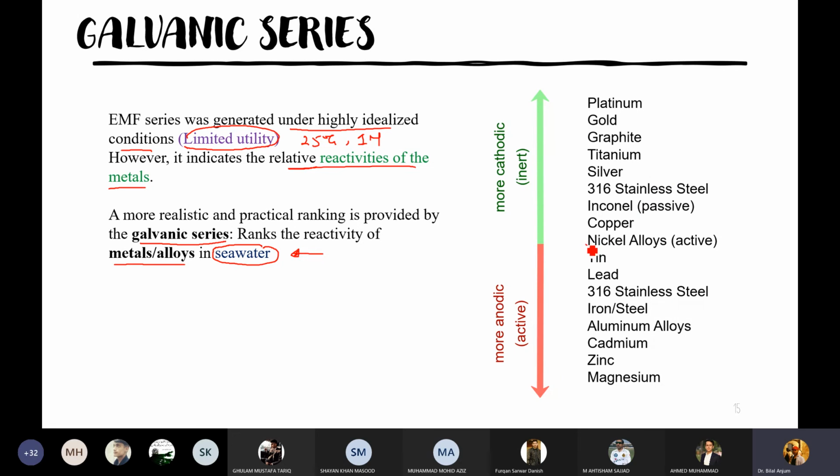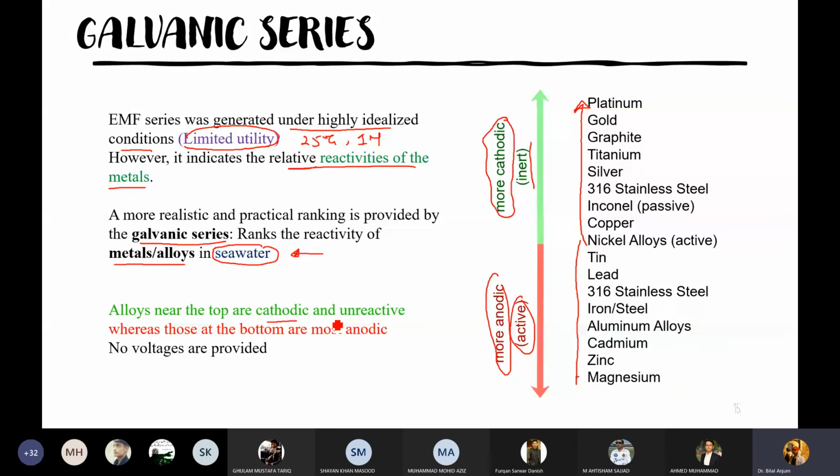So if we look at different materials, in this direction materials are inert or more cathodic. When I say more cathodic, that means they are more inert. And in the bottom direction materials are more anodic, that means they are more active. Active means their oxidation will be faster. So alloys near the top are cathodic in nature and unreactive, and the reactivity decreases in the upward direction. Whereas if you move towards the bottom, the materials are most anodic. That means they are more prone and more aggressive towards corrosion in seawater.